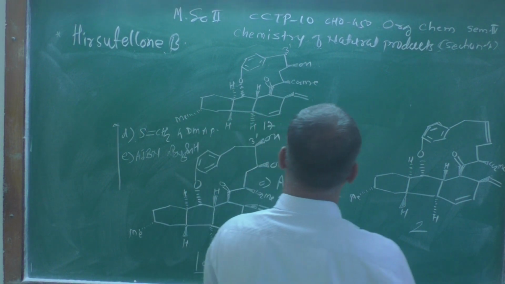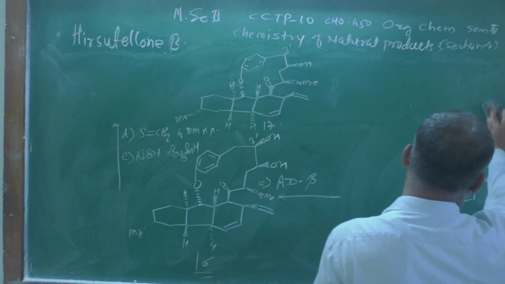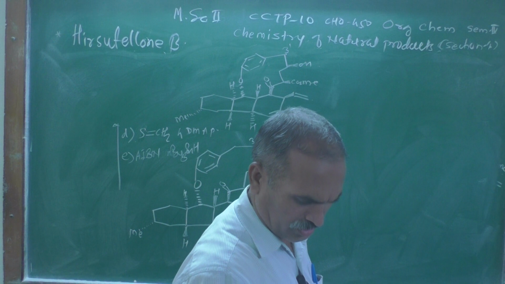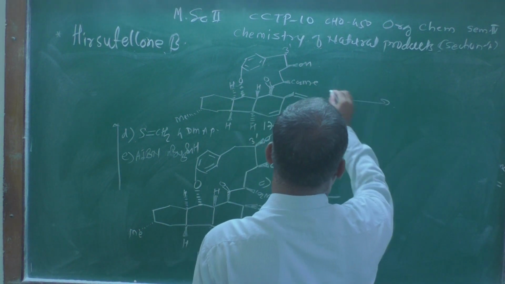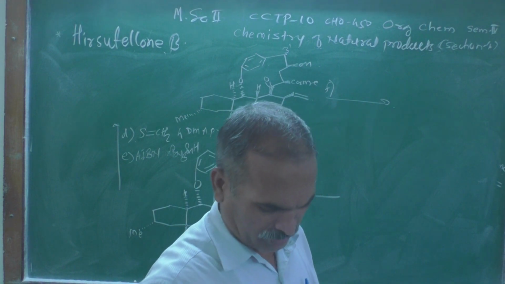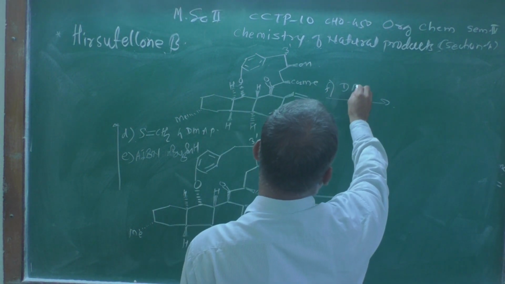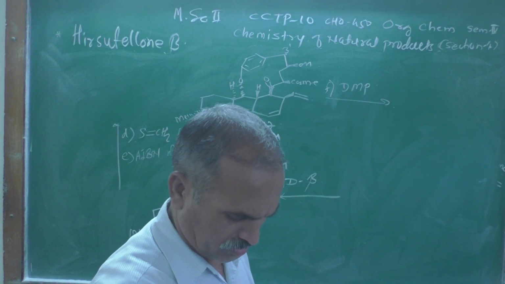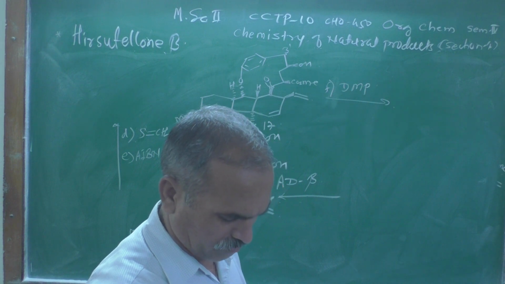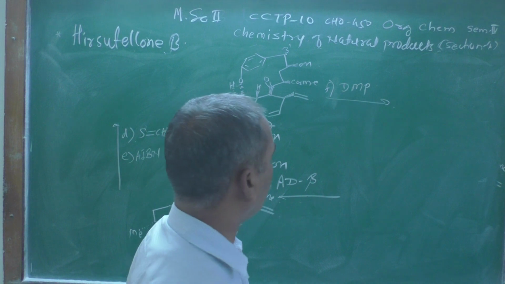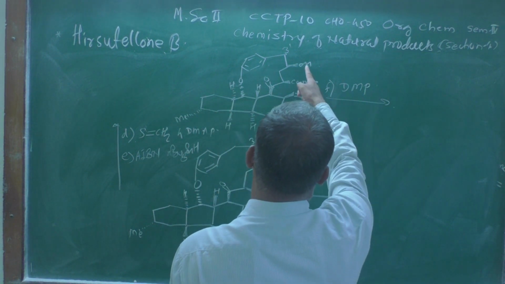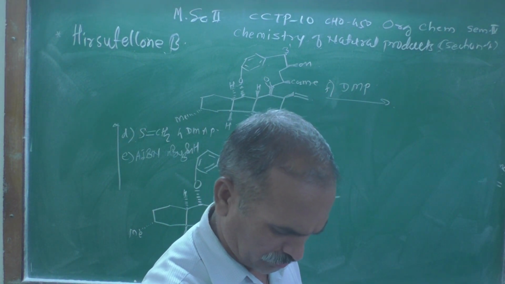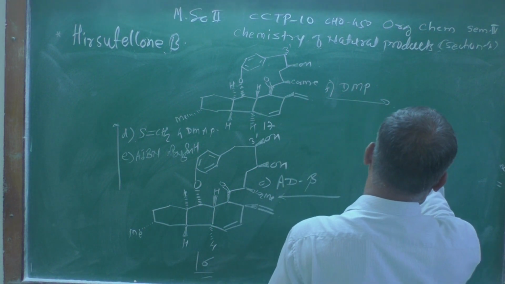After structure number 17, let's see, it is further treated with reagent F, which may be DMP, Dess-Martin periodinane. It is an oxidizing reagent which oxidizes this group into a carbonyl group. The rest of the structure remains as it is.